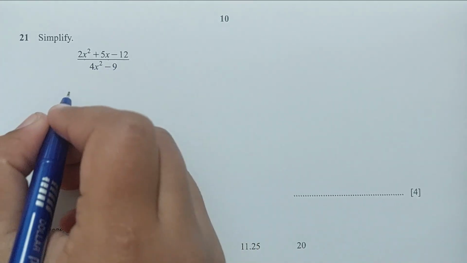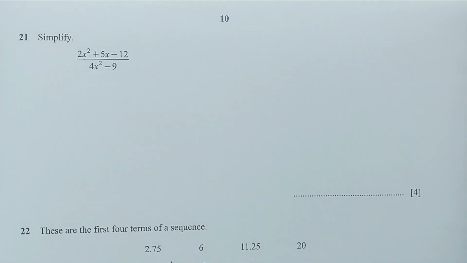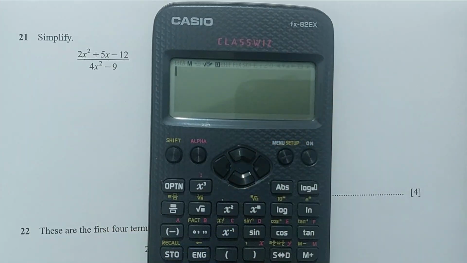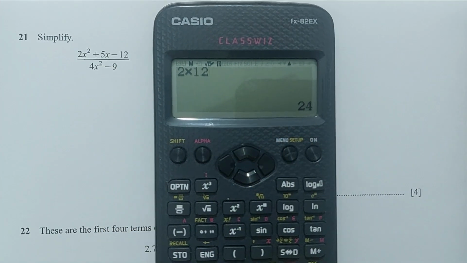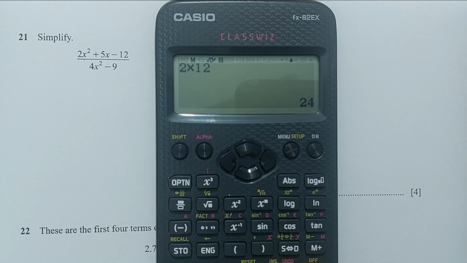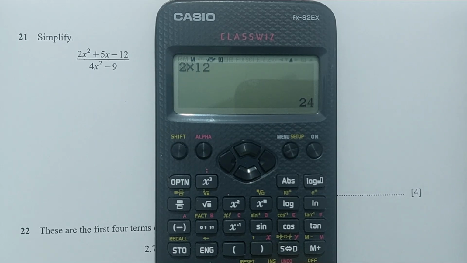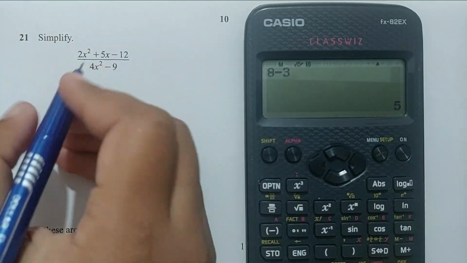So we have a quadratic. So let me factorize the numerator first. 2 times 12 is 24, and the factors of 24 are 4 times 6 is 24, and 3 times 8 is 24, and 8 minus 3 is 5.